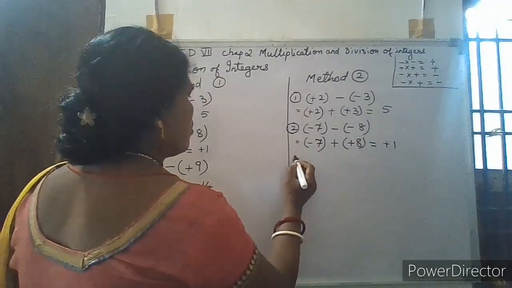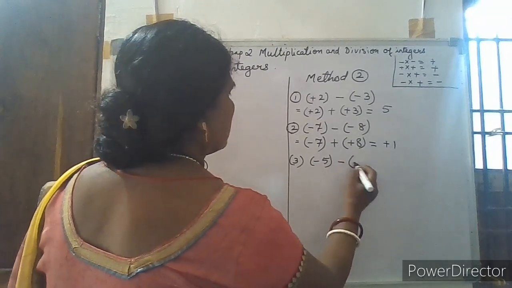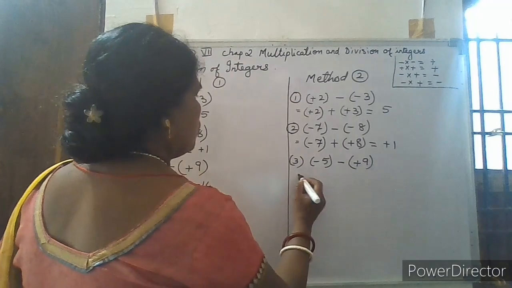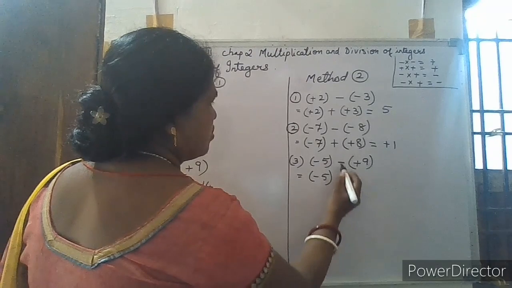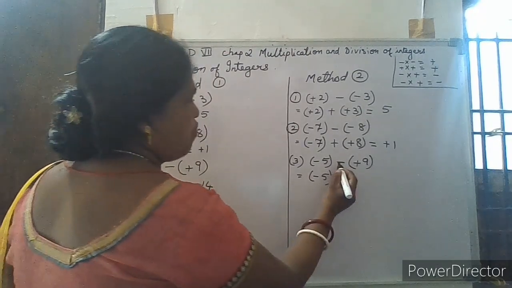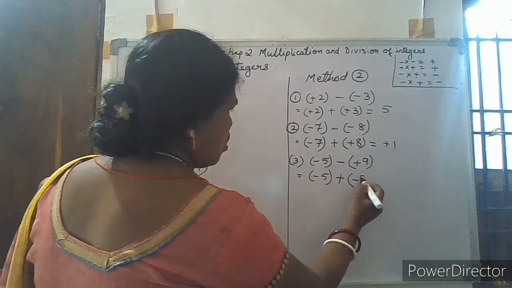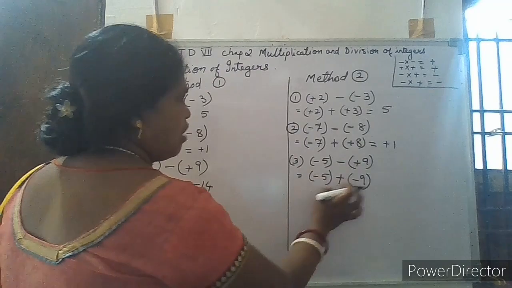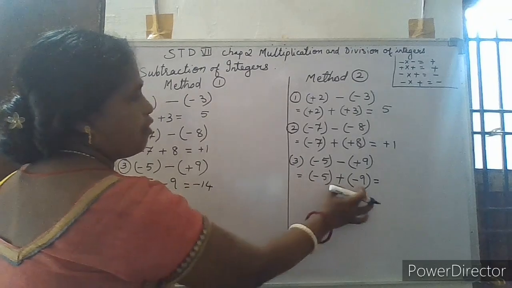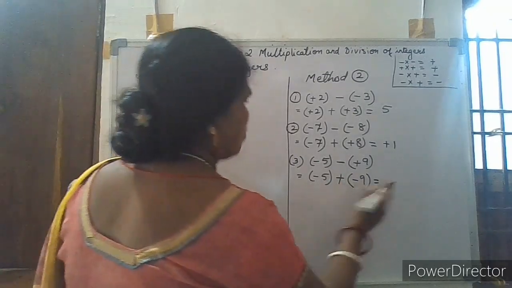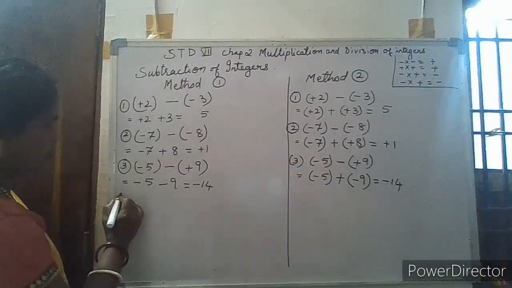The second method with the same example, minus 5 minus, here inside the bracket, plus 9. So here minus 5 will remain as it is. We have converted it into addition form. So here this is plus sign. Here inside the bracket plus is there, so make it minus. Here both the signs must be changed. Now apply rules of addition. Both the numbers have same sign. Add and put the same sign. So it is minus 14. With both the rules we get the same answer.